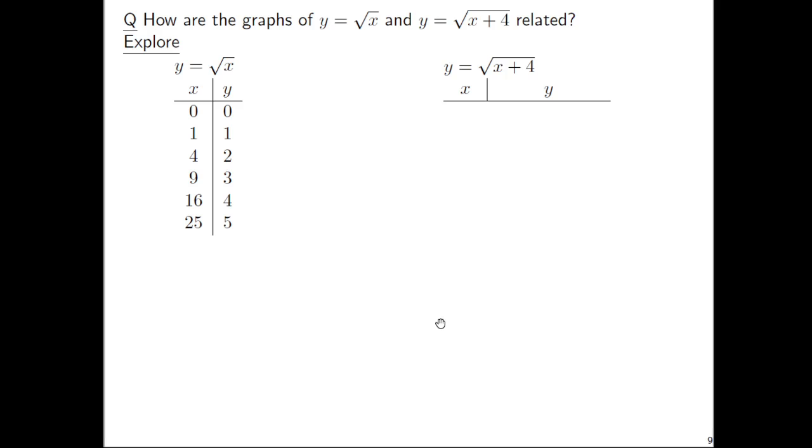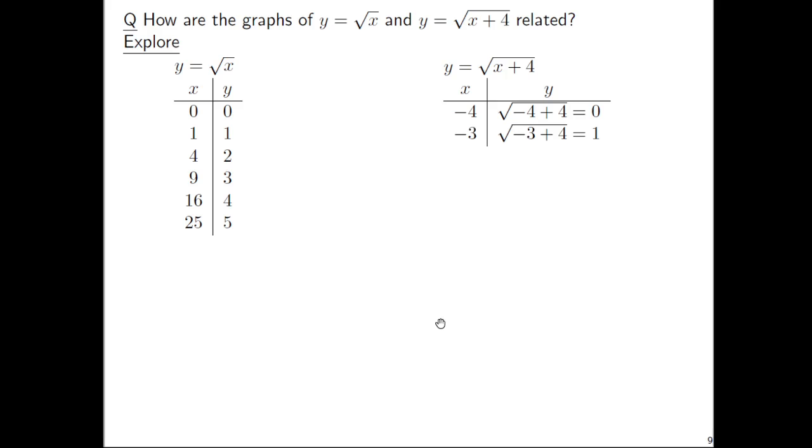Let's not pick x to be perfect squares anymore because we're not rooting just x, we're rooting x plus 4. So we have to pick our numbers a little more carefully so that what we end up rooting is still a perfect square. So if we plug in negative 4 for x, we'll have root negative 4 plus 4, in other words root 0, which is 0.